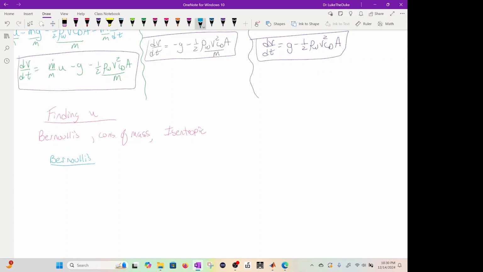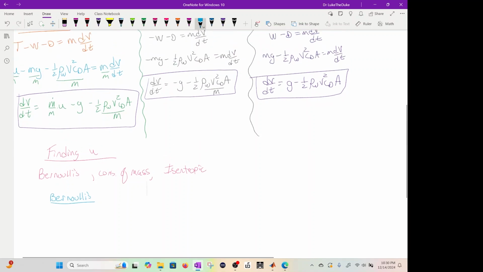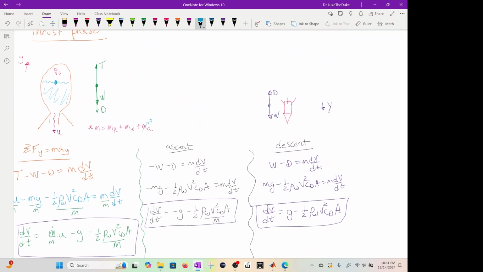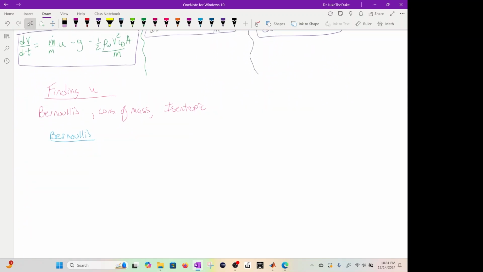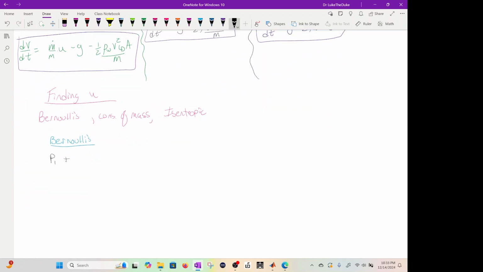So Bernoulli's is from this point right here, 1, to the exit 2. It relates fluid energy. So we have P1 plus 1/2 rho V1 squared plus rho g z1 equals P2 plus 1/2 rho V2 squared plus rho g z2. Now, we're going to neglect these changes in altitude. And this is P atmosphere.